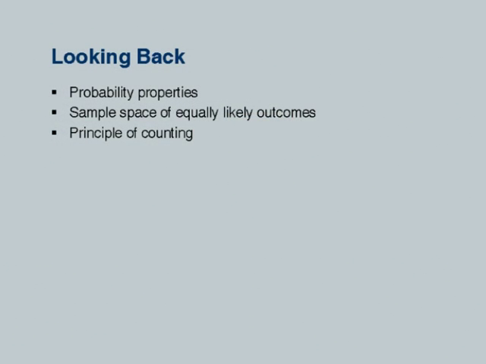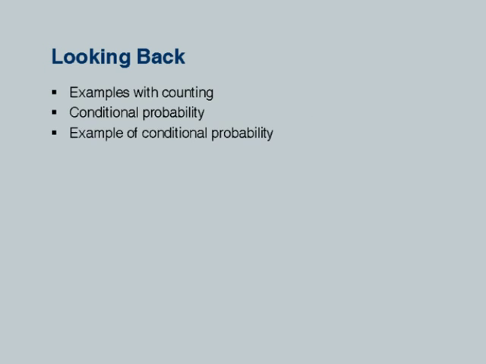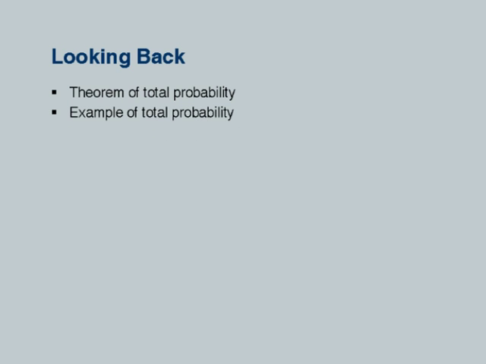So, this is what we covered. We started with the review of probability properties, sample space of equally likely outcomes we discussed, and the counting principle, and discussed examples with counting, conditional probability, examples of conditional probability. We extended that to the multiplication rule, theorem of total probability, and finally, the example on the total probability theorem.